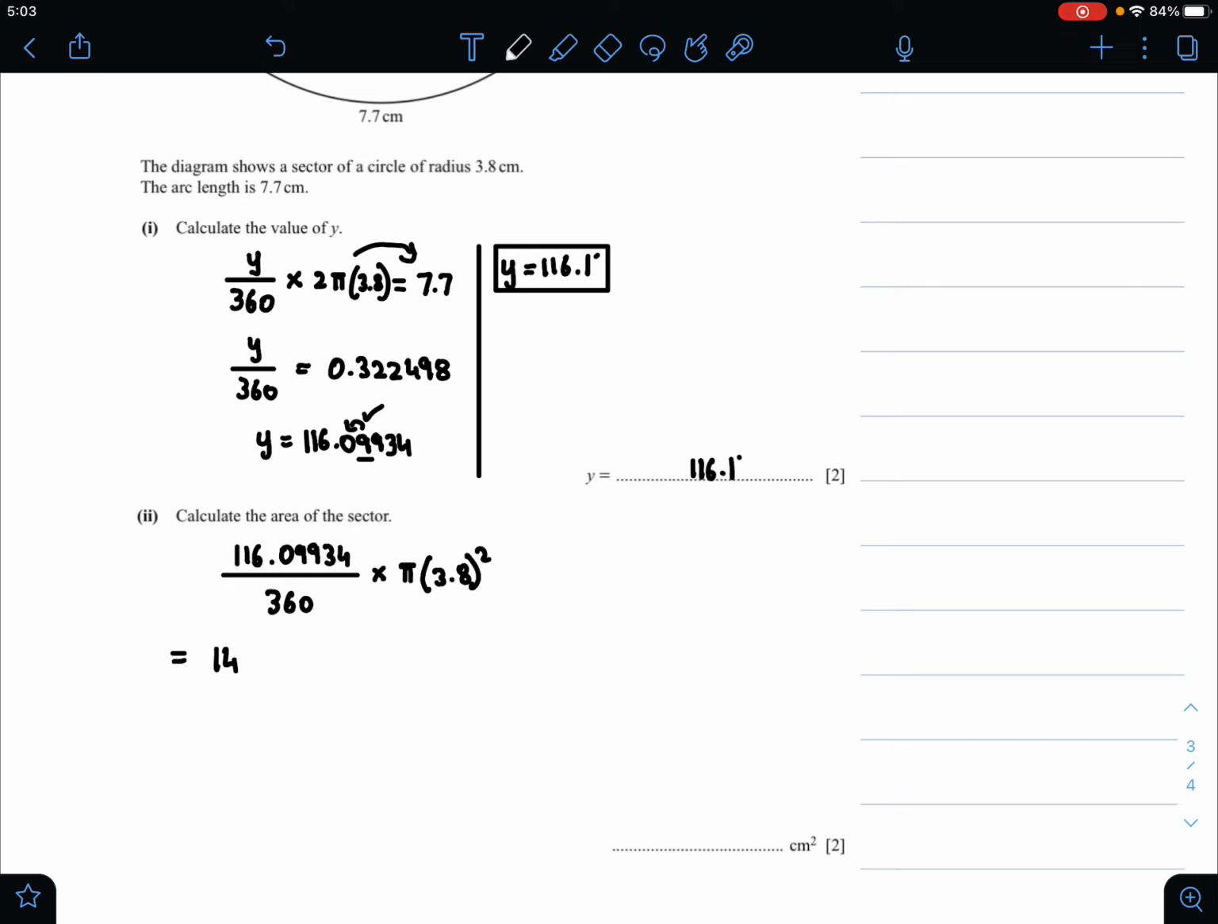will be equal to 14.63. And since we need to give our answer in 3 significant figures, our final answer will be 14.6 centimeters squared, because the fourth significant figure in this case, which is 3, is less than 5. So it won't round off the 6 to the next number. Therefore 14.6 will be your final answer for B part 2 of this question.